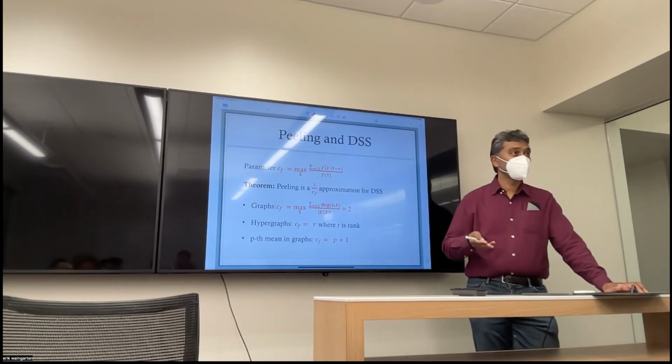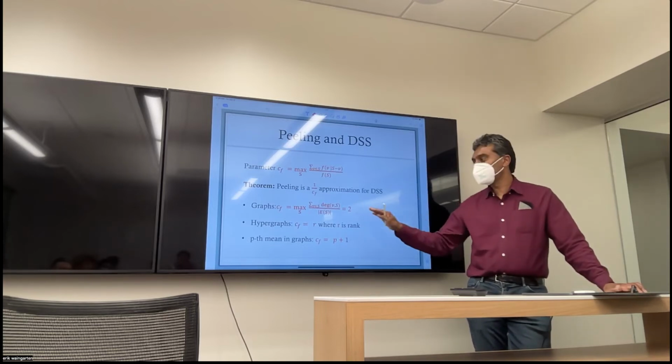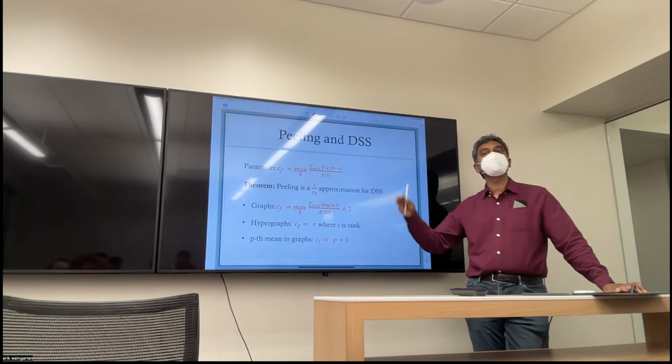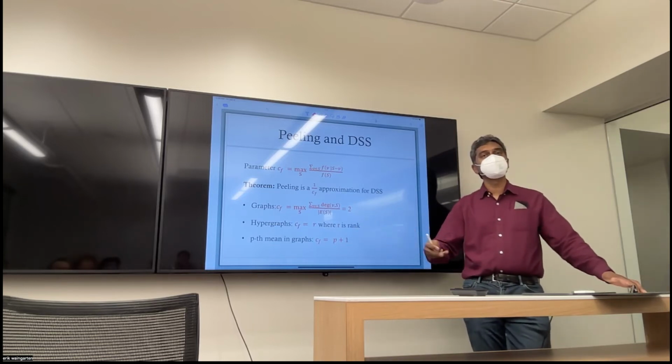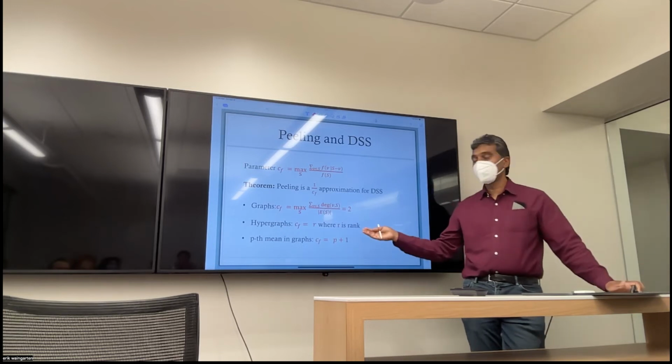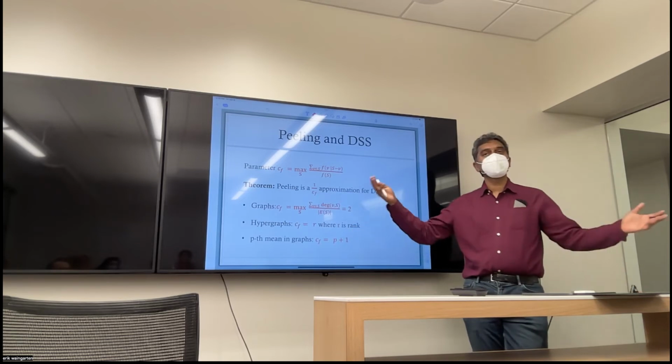So you're getting a half approximation for greedy. So what this is saying is that for a graph, CF is 2, so you're getting a half approximation. For a hypergraph, for instance, with rank R, CF is R, and you get a 1 over R approximation. You look at other functions, you'll get whatever CF is, right?